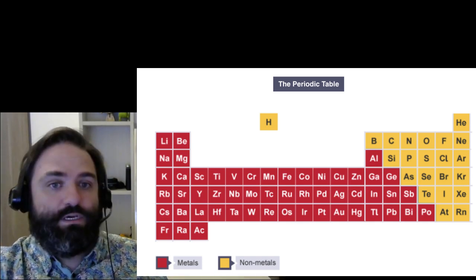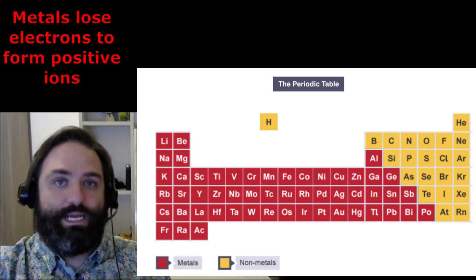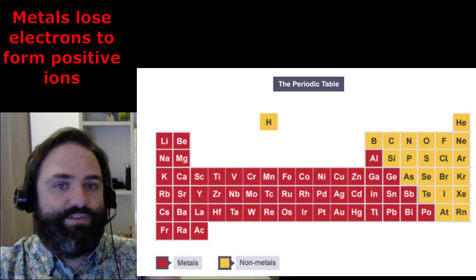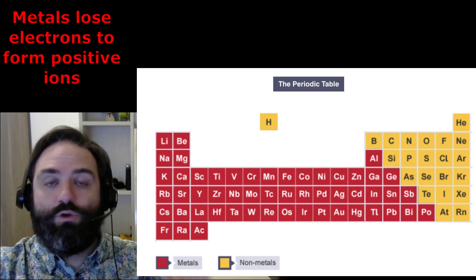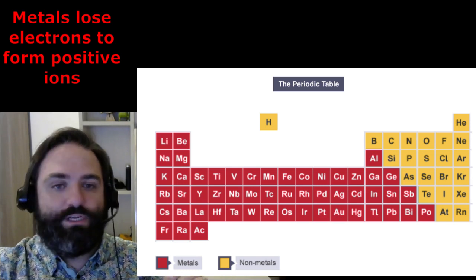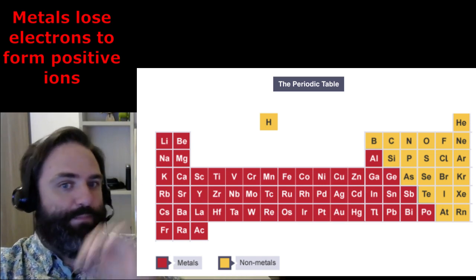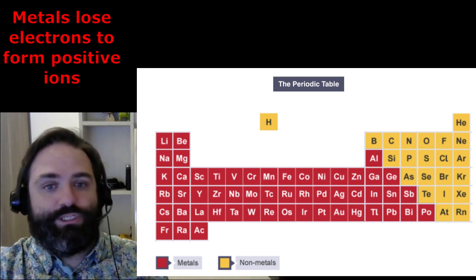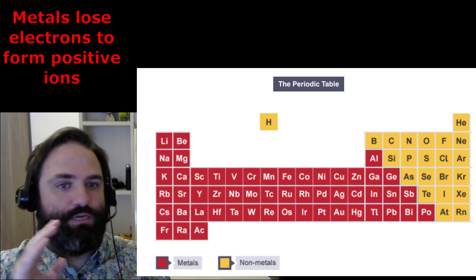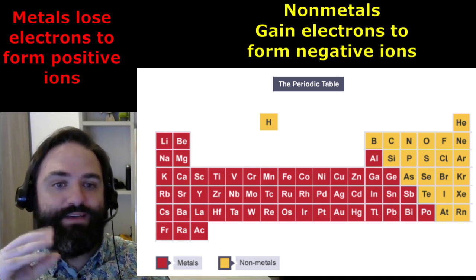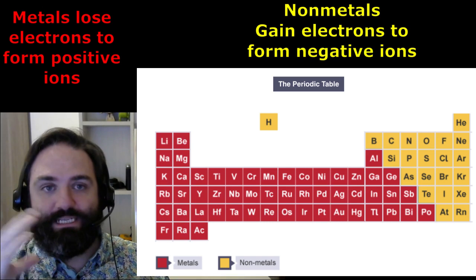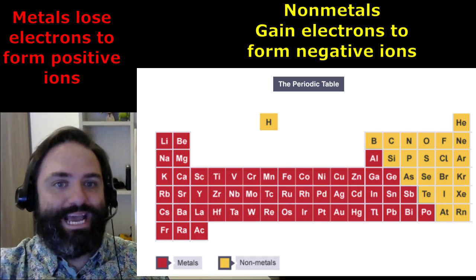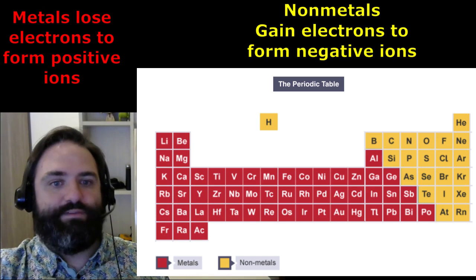Metals on the left are going to lose electrons to form positive ions. Remember that electrons have a negative charge, so if you lose an electron, you end up with a positively charged ion. You're minusing a minus. Non-metals, except for hydrogen, which is a special case, gain electrons because they're trying to fill up their shell, because it's easier to do so. If you gain electrons, you end up with a negative ion because electrons have a negative charge.